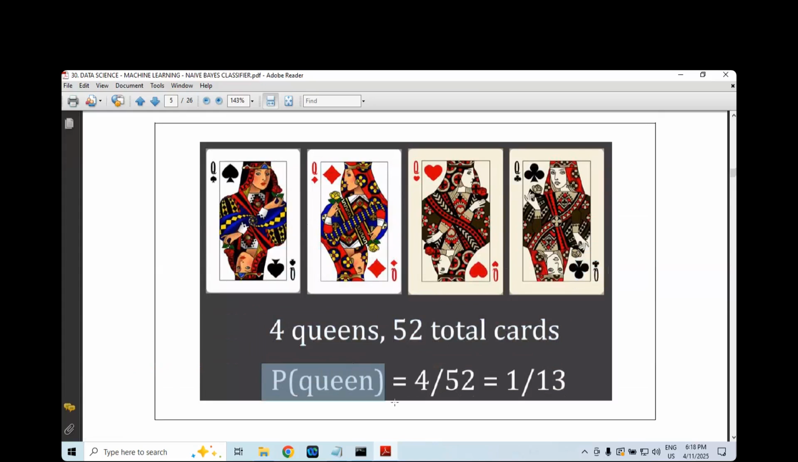And P of queen equals to... now I have a question. First of all, total how many? 52. Previously, one heart; now here, 4 queens, so 4 by 52. The result will be 1 by 13. P of queen equals 1 by 13. One more time: P of queen equals, mathematicians will tell you, pick the card 13 times randomly, and at least one time you will get a queen. I didn't try it, but if you want, you can.